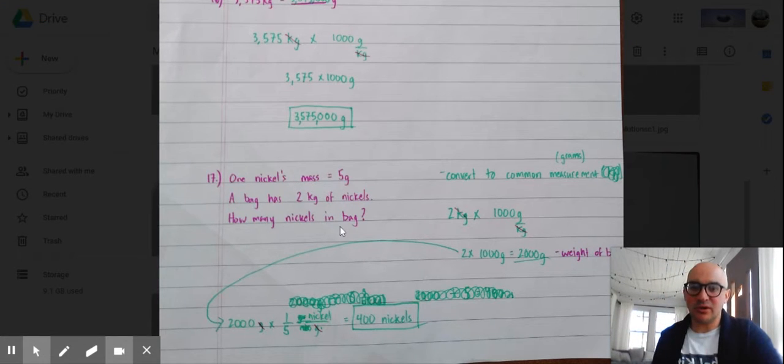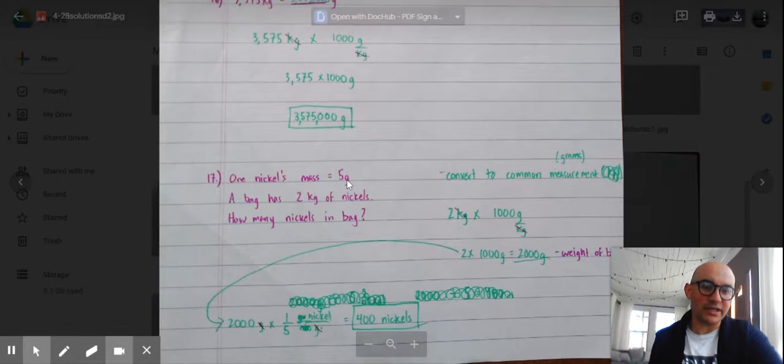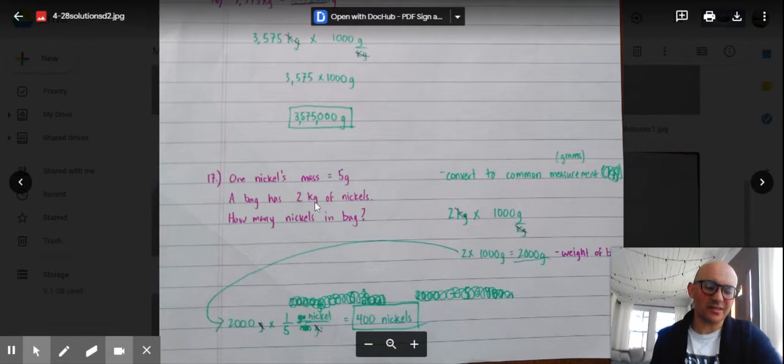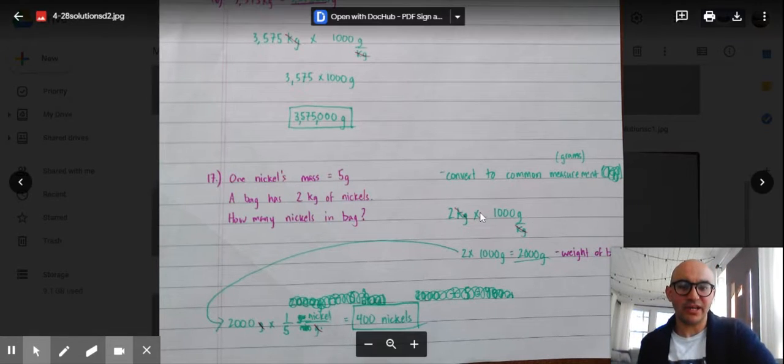So I just kind of listed what we were given in the problem. The first step is to convert to common measurement. I'm going to choose grams here. So I'm going to convert. I don't need to do anything with the 1 nickel's mass right now. All I need to convert to grams is my 2 kilograms, the weight of my bag.